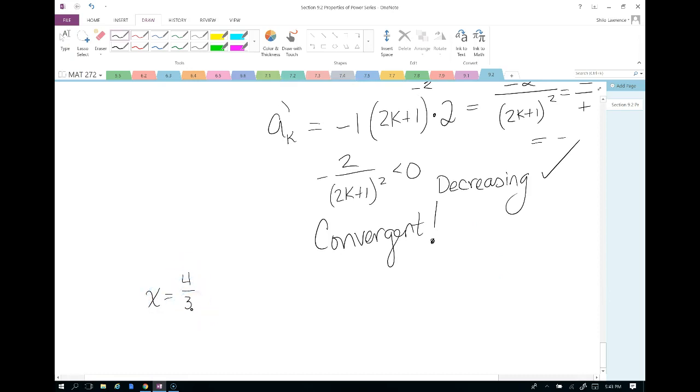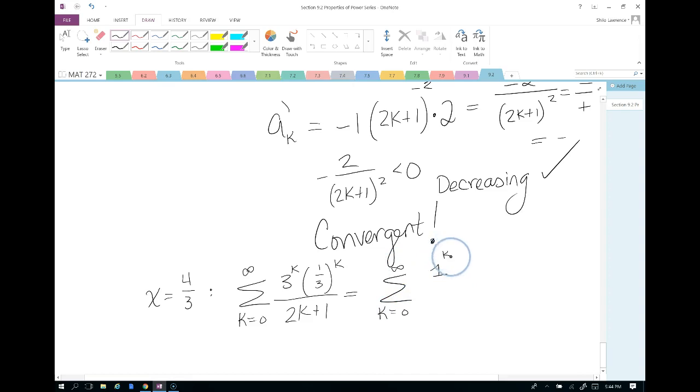And we go through the same exact process. We're going to look at the sum from 0 to infinity of 3 to the k, and then we had x minus 1 to the k. So 4/3 minus 1 is 1/3, all over 2k plus 1. And just like in the last one, since both factors in the numerator have the same exponent, we can multiply the bases. And this is going to be 1 to the k over 2k plus 1.